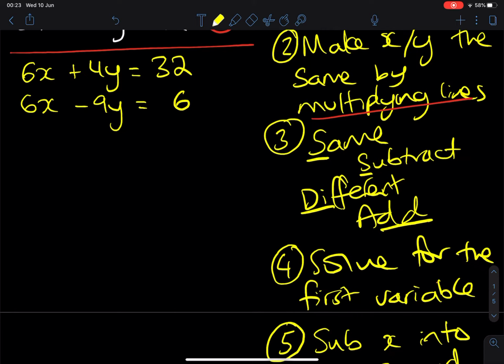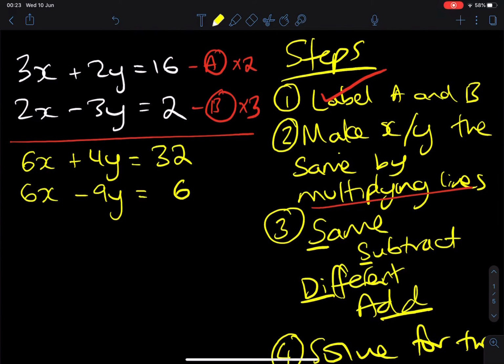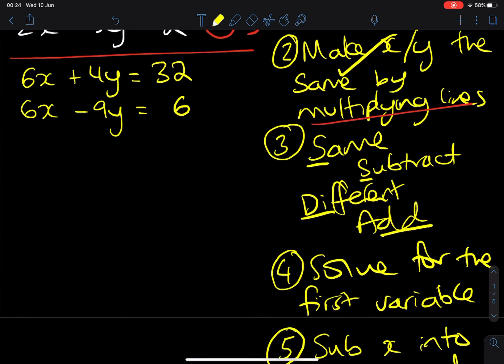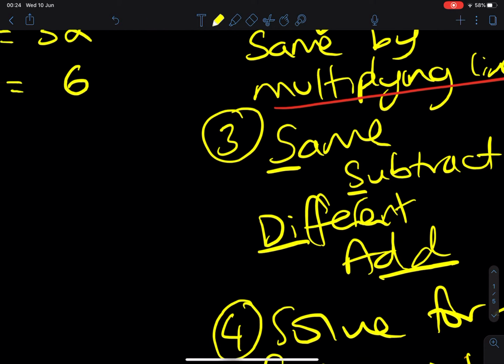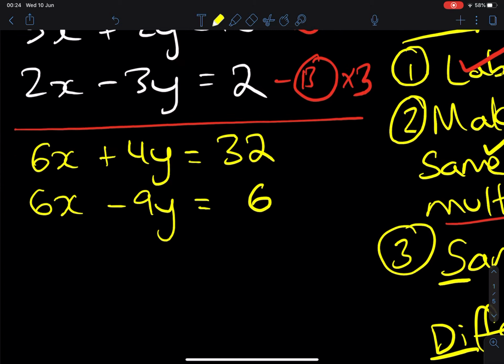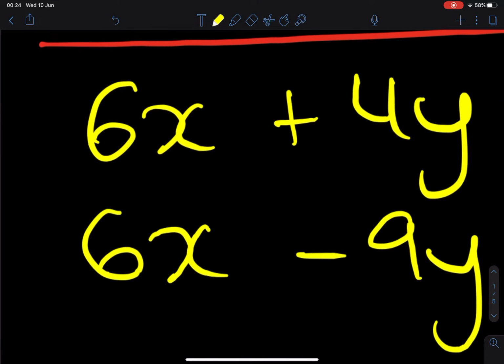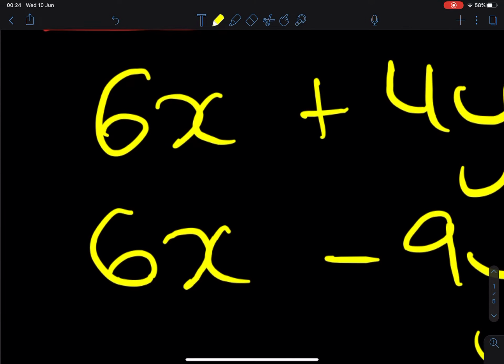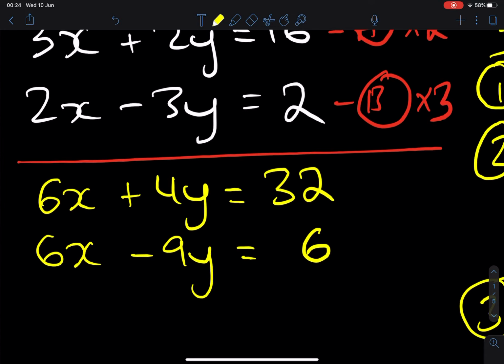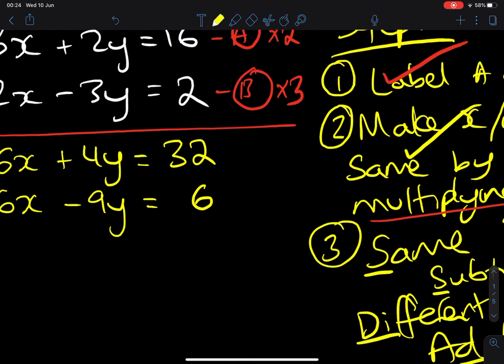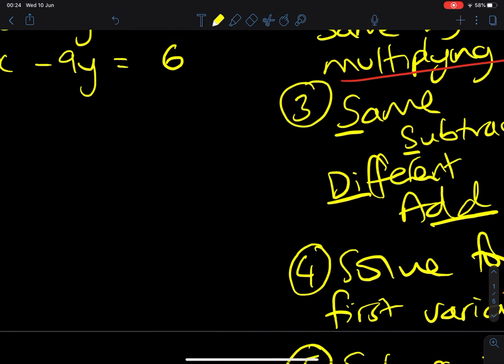So I've done part 1, I've done part 2. If it's the same, we subtract. If it's different, we add. What is that referring to? That is referring to the variable that we've just made the same. So we're looking at the x values. If we made y the same, then we'd look at the y values. Very clearly, both 6x's have the same sign, they're both positive. So we use same subtract.